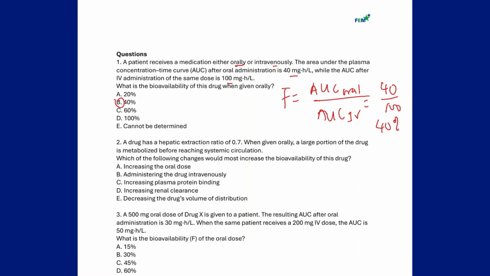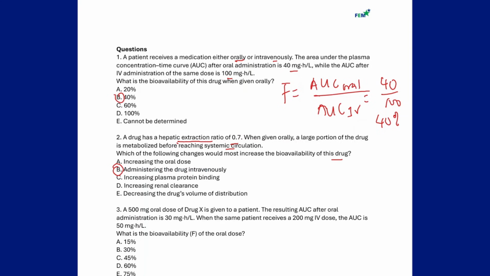Let's look at the next question. A drug has a hepatic extraction rate of 0.7. When given orally, a large portion of the drug is metabolized before reaching systemic circulation. Which of the following changes will most increase the bioavailability of this drug? So we can see here that this drug has a very high first pass metabolism. Because of that, a lot of that drug is not getting into what? Circulation. So if I want to increase the bioavailability of this drug, I can give the drug what? Intravenously. So administering the drug intravenously will help to increase our bioavailability.